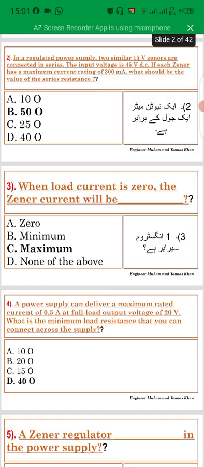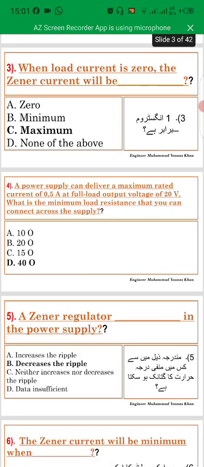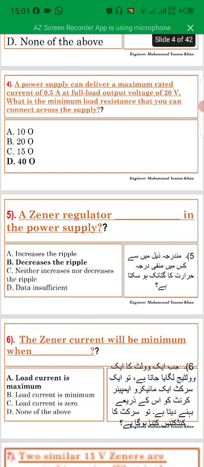In a regulated power supply, two similar 15 volt zener are connected in series. The input voltage is 45 volt DC. If each zener has a maximum current rating of 300 mA, what should be the value of the series resistance? 50 ohm. When load current is 0, the zener current will be maximum.